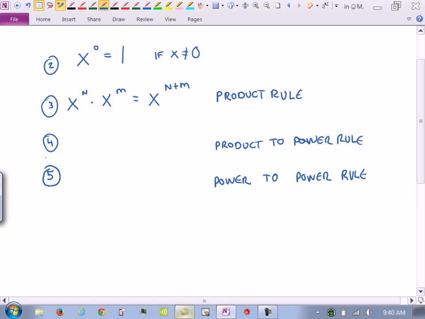Now, I haven't given you the rules yet, but let's talk about the wording of it. You have a product to power. Here, power to power. Okay, what's a product? Well, when I say take the product, what's the operation? Multiplication, right? So this is saying, what if you have multiplication between two things and you try and raise that to a power? Okay, so the product means multiplication, and then this means raised to a power.